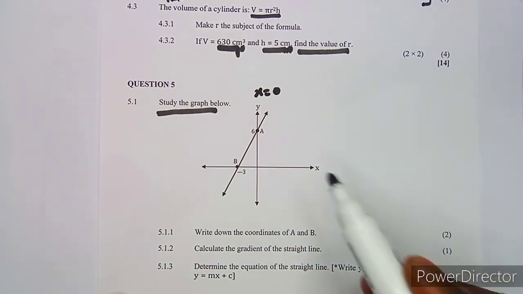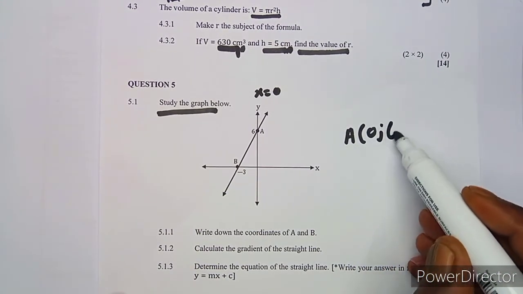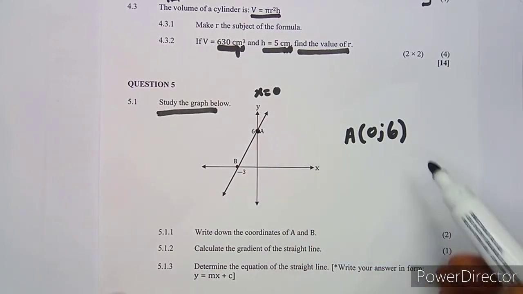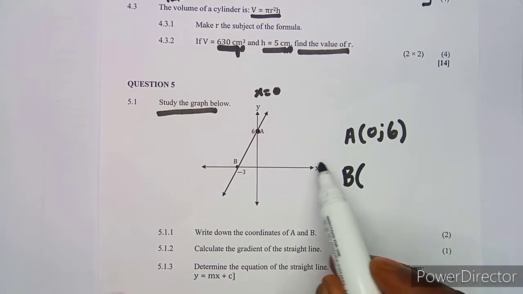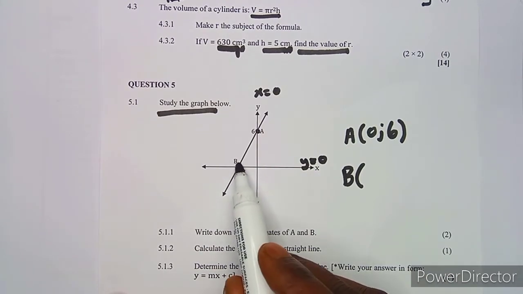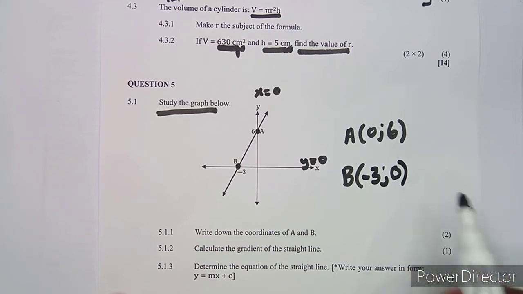X is equivalent to 0. So which means the point A is going to be (0, 6). Already the value of y, this is the value of y here, which is 6. So it's (0, 6). And B, this is the x-axis, and in the x-axis y is equal to 0. So this is the value of x. So your x is minus 3, your y is 0, like this.